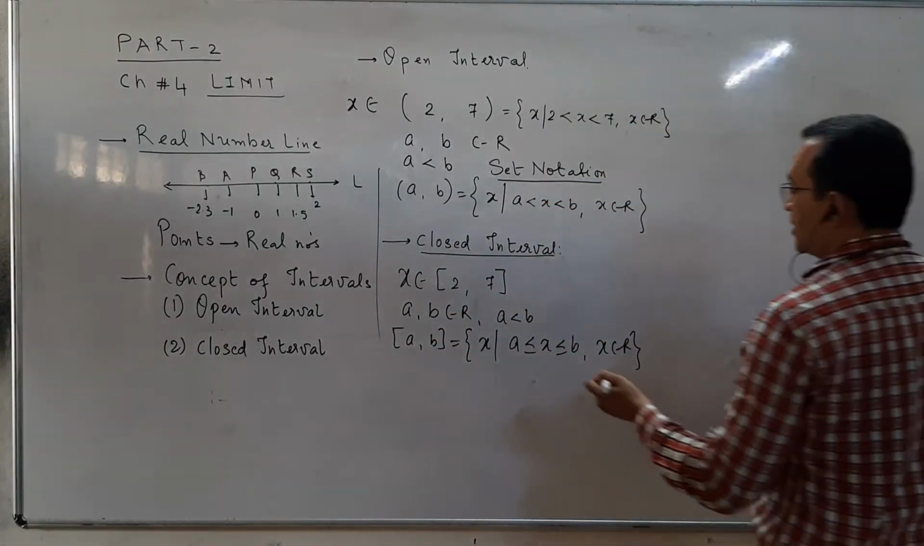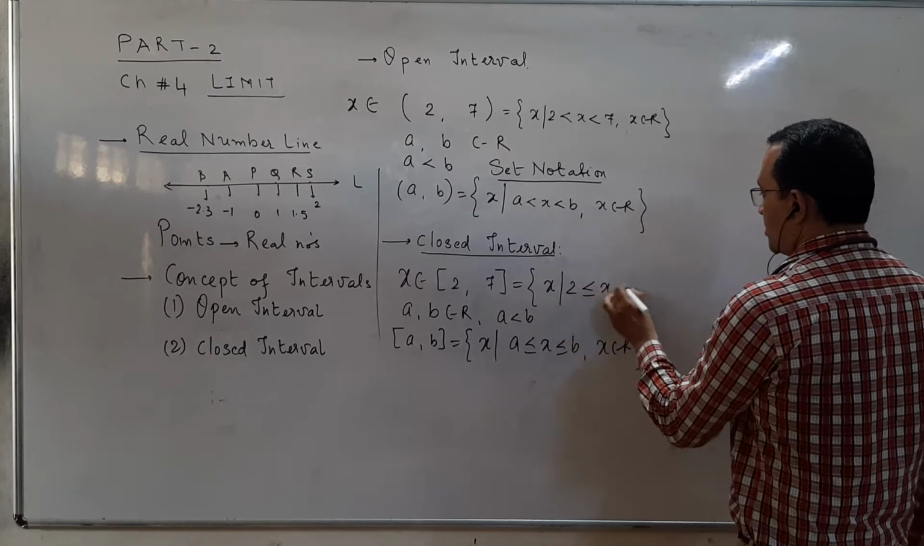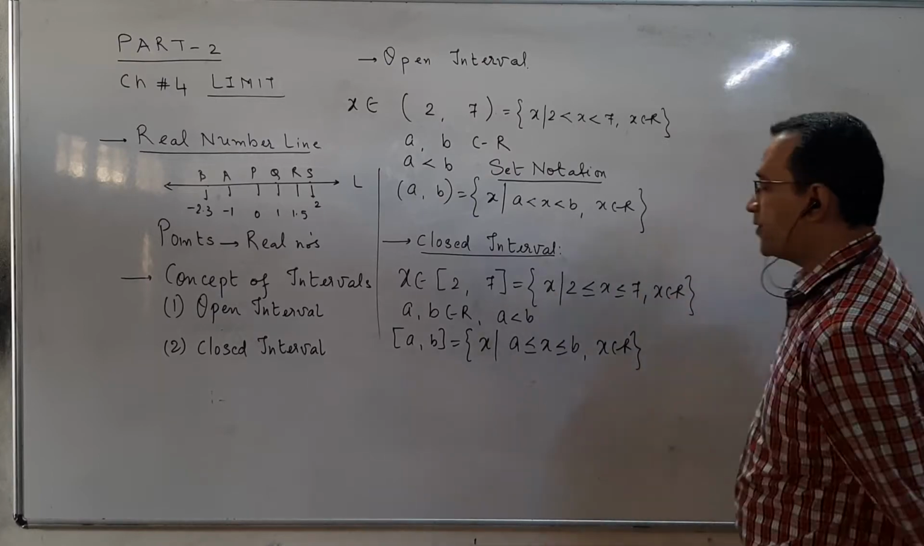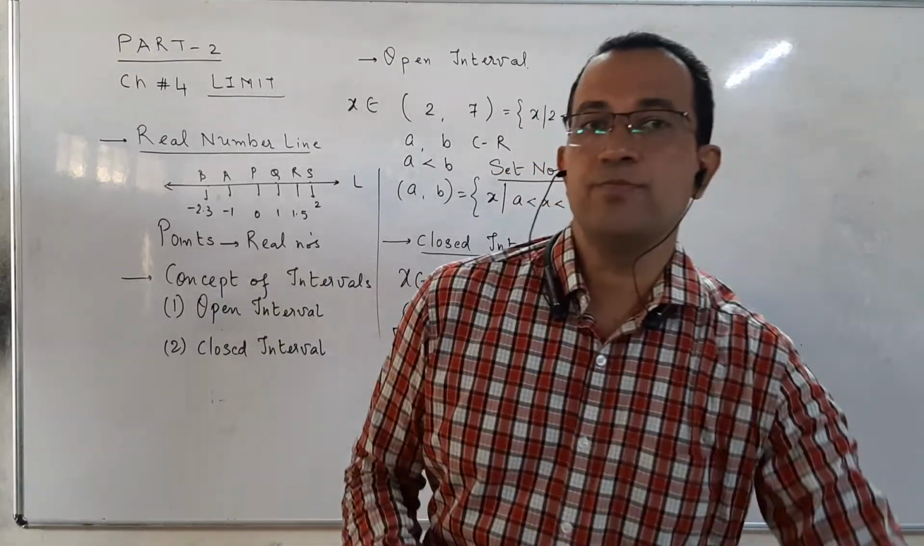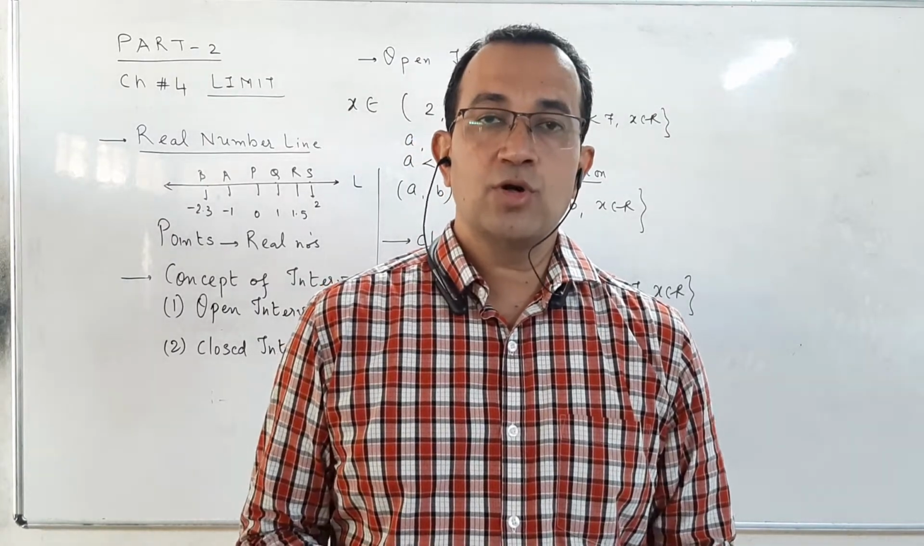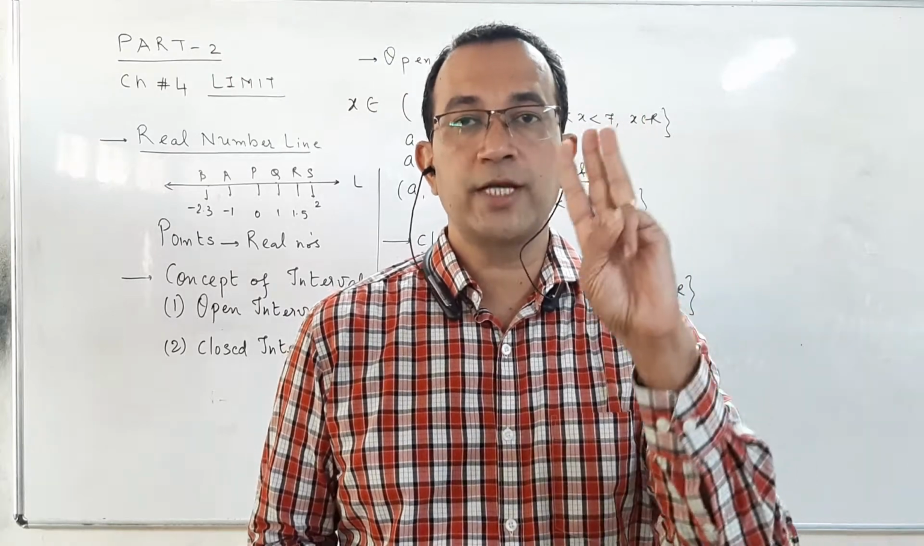So this can be written as x such that 2 ≤ x ≤ 7. And definitely, students, x belongs to R. So once again, students, pay attention. We are revising all three definitions.